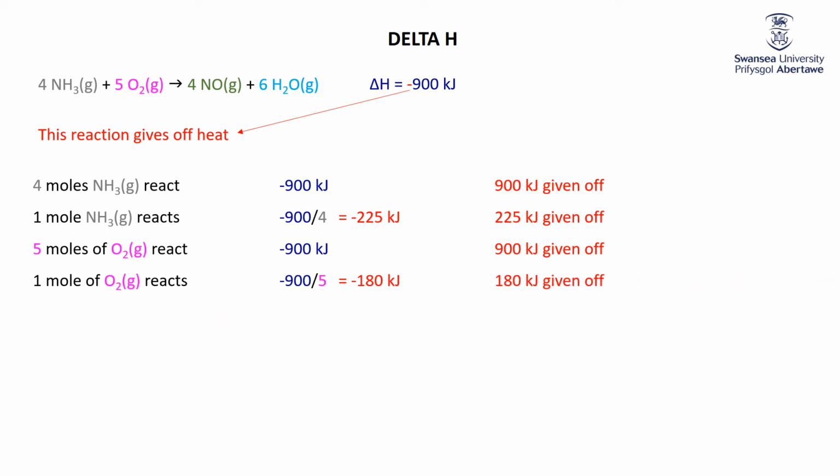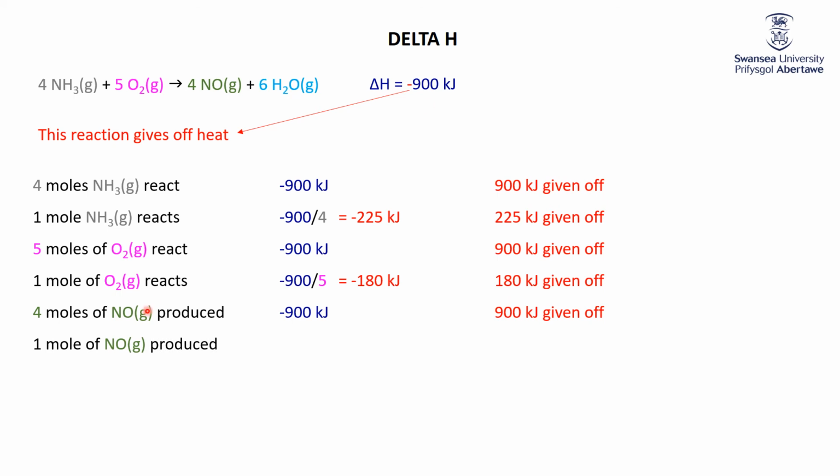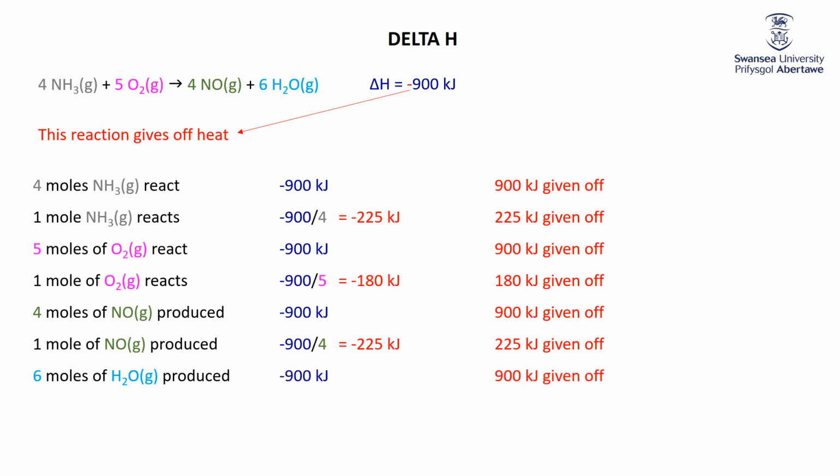I'm going to go through these other two, but hopefully you can pause it and say the words along with me. So 4 moles of NO, because there's 4 moles of NO produced in the equation, the heat change is minus 900. But for 1 mole of NO, that's a quarter as much, so the heat change would be minus 900 over 4, or in other words, 225 kilojoules given off. And then, of course, with water, the equation is talking about 6 moles of water, giving a heat change of minus 900 kilojoules. So 1 mole of water would give a heat change of minus 900 over 6, or in other words, 150 kilojoules of heat given off.